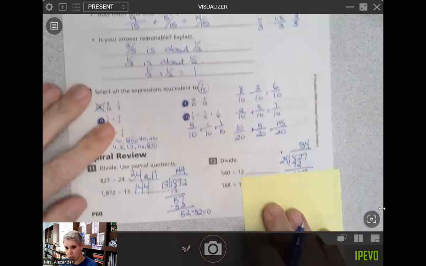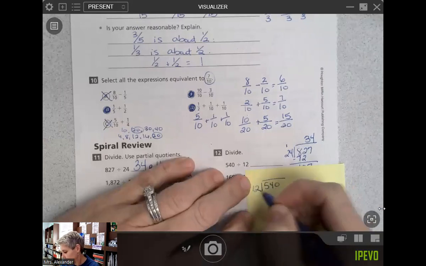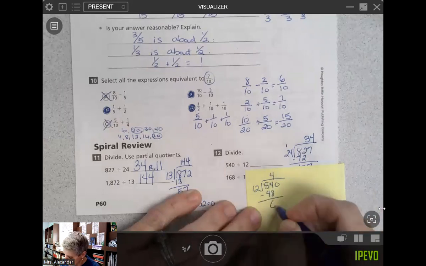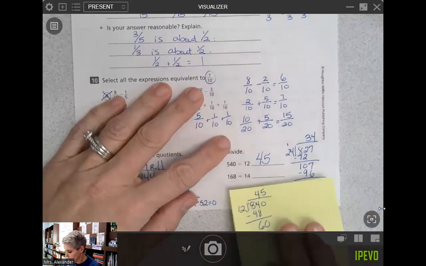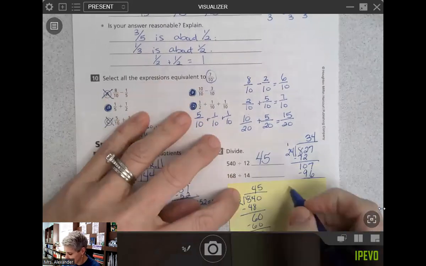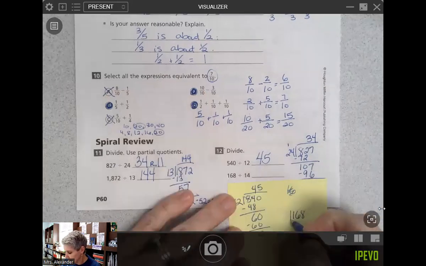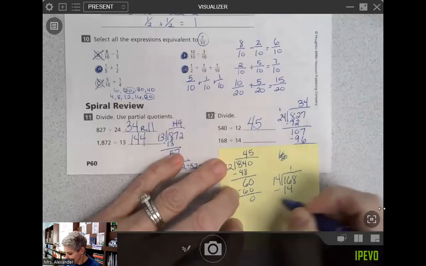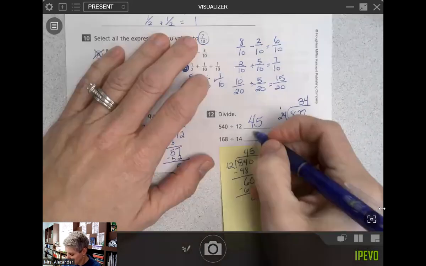Let's do 540 divided by 12. And let's go with a 4 there, 48. And that would leave 60. And I know then I have an answer of 45. And 168 divided by 14. We have a 1. Bring down a 6, then the 8 and a 2. I love when they work out to equal 0. That answer would be 12.